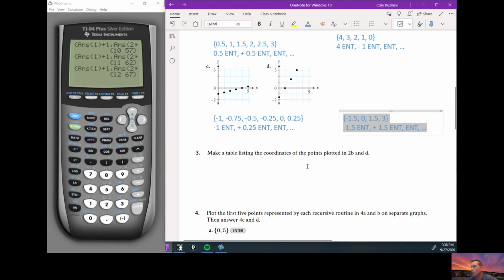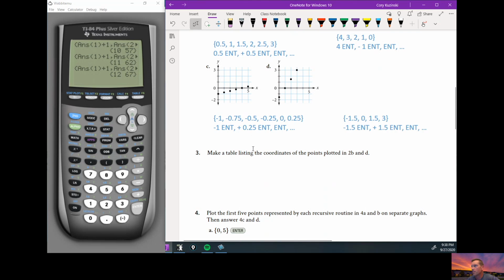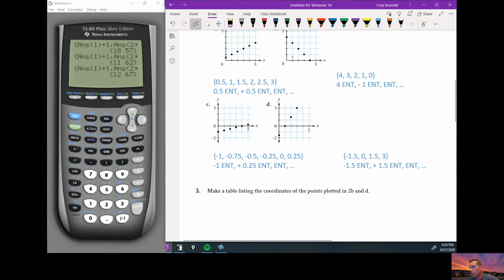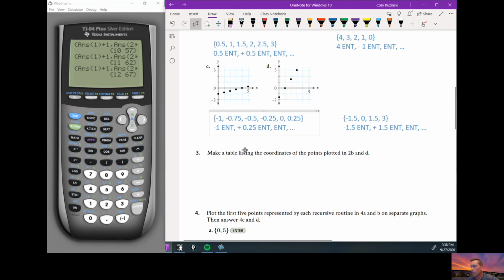Make a table listing the coordinates of the points in 2B and 2D. I'm going to draw this here. All right, so for B, we got 4, 3, 2, 1, 0, but we're doing the coordinates, so it's not just 4, it's really 0, 4, 1, 3, 2, 2. So we'll list it like this. We'll do X and Y coordinates. And this is for 2B.